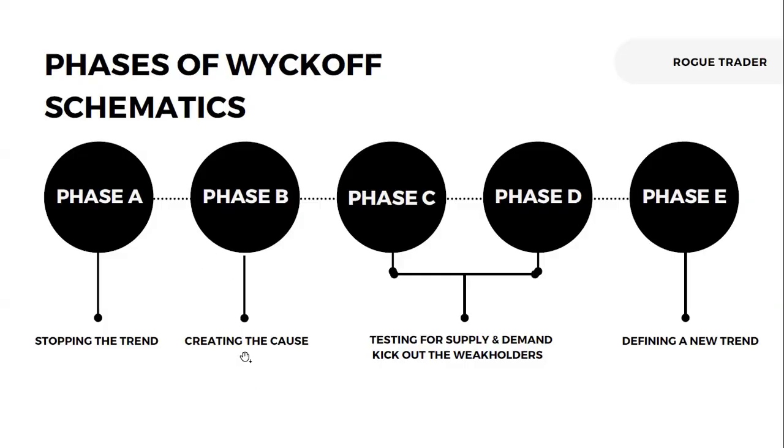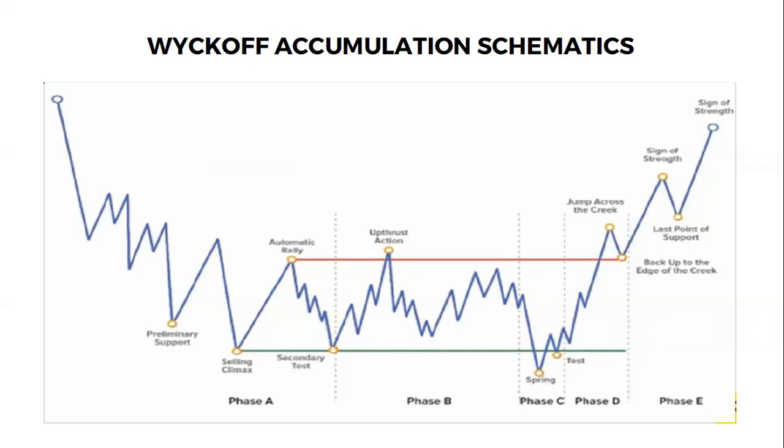Now, what is phase B? Phase B is all about creating the cause. So what is creating a cause? I hope you have learned the basics of Wyckoff schematics, where there are three major laws: law of supply versus demand, law of cause versus effect, and law of effort versus result. Cause is all about absorption, right? So it needs more power to push the markets towards higher highs right here.